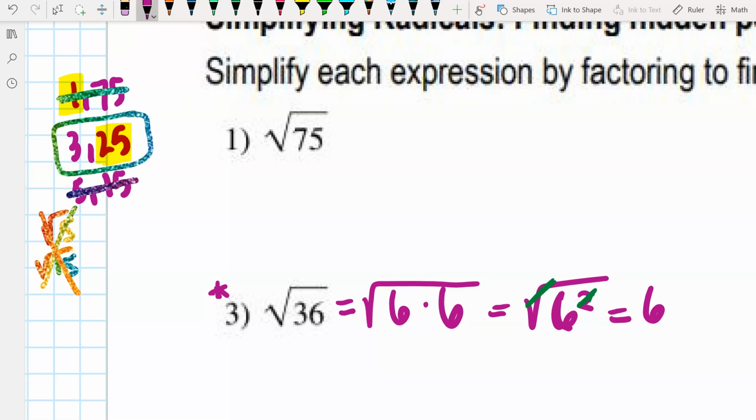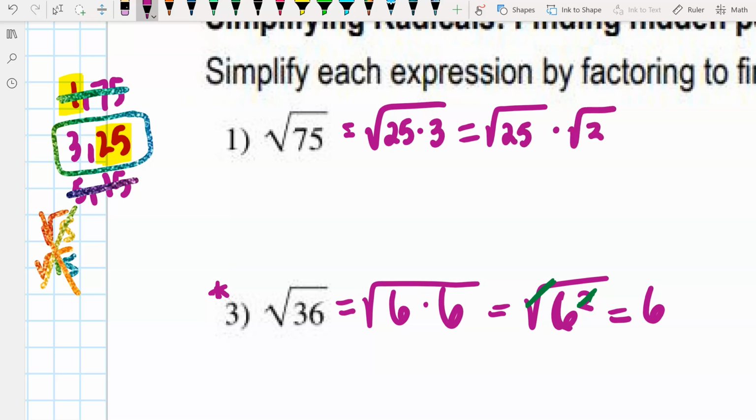So what we're going to do is take our radical and separate 75 into its factors of 25 times 3. It still says 75, but it's now written as 25 times 3. Something we can do with radicals is this property: if we have a product, we can separate that multiplication into 2 radicals. So now we have the square root of 25 times the square root of 3.